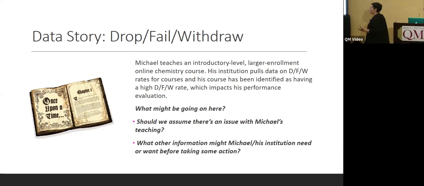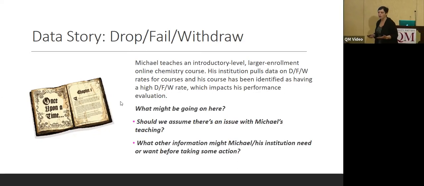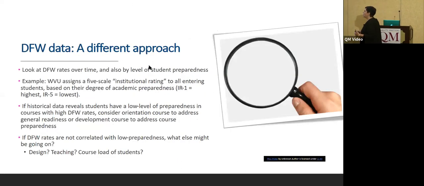differently, one thing that this institution could do is to look at those DFW rates over time. So what does the historical data tell us on that, right? Is this just a particular instance? Did it just happen now? Was there a catalyst for it? Or is this something that's been consistent over time? And then also correlate that by level of student preparedness.